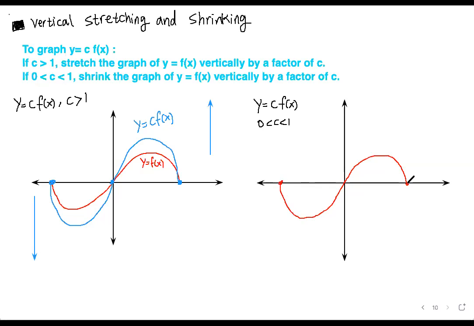This is y equals f of x. The question is, graph the function y equals c times f of x, with c between 0 and 1. To graph this one using the property, I have to graph the original function, then shrink it vertically. Why vertically? Because the c is outside the function.